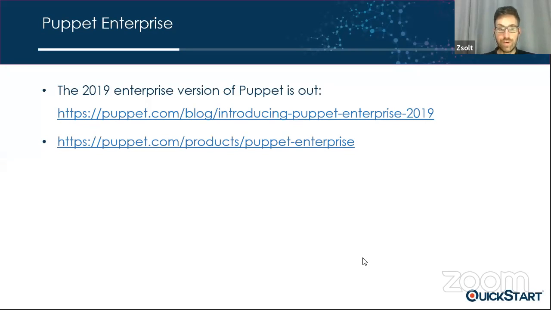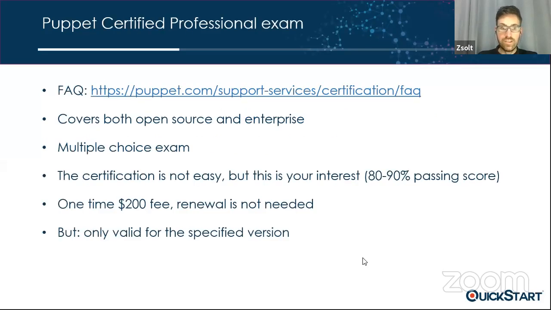Puppet also has an enterprise version. The 2019 version just came out not too long ago. You can research that as well. And I already talked about the certified professional exam. It's relatively hard actually, because you need an 80 to 90% passing score depending on the test they give you.